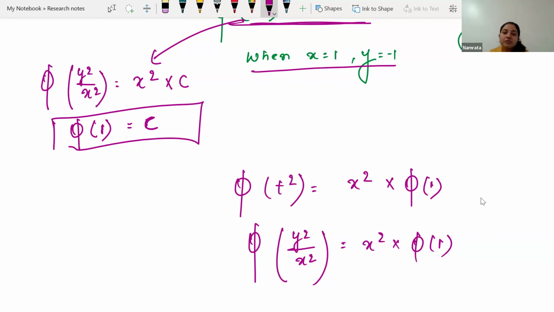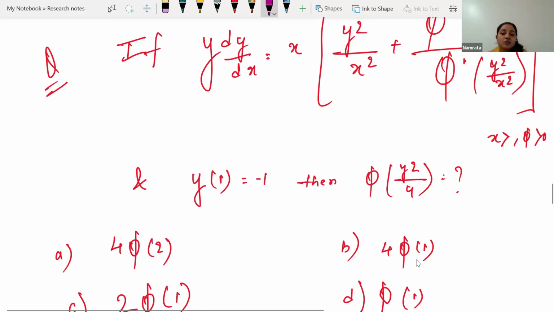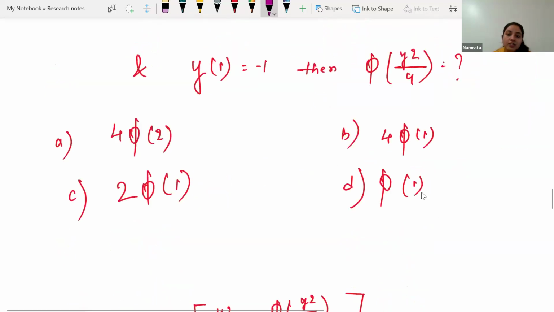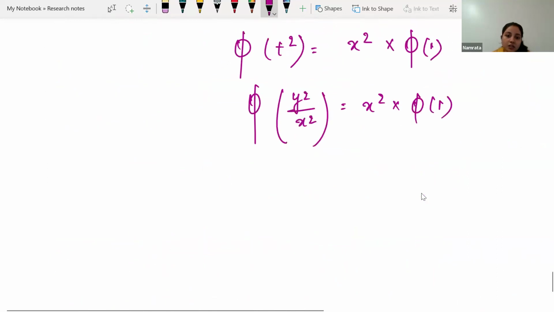What we have to find here, if you look at the question, we have to find phi of y square by 4. On the left hand side, our expression is phi of y square by x square, and here we have to find y square by 4. That means we have to take x as 2. Are you getting it? In our equation y square by x square is there, how to make it 4? If we take x as 2, then only this denominator will be 4. Okay, so we are taking x equal to 2.